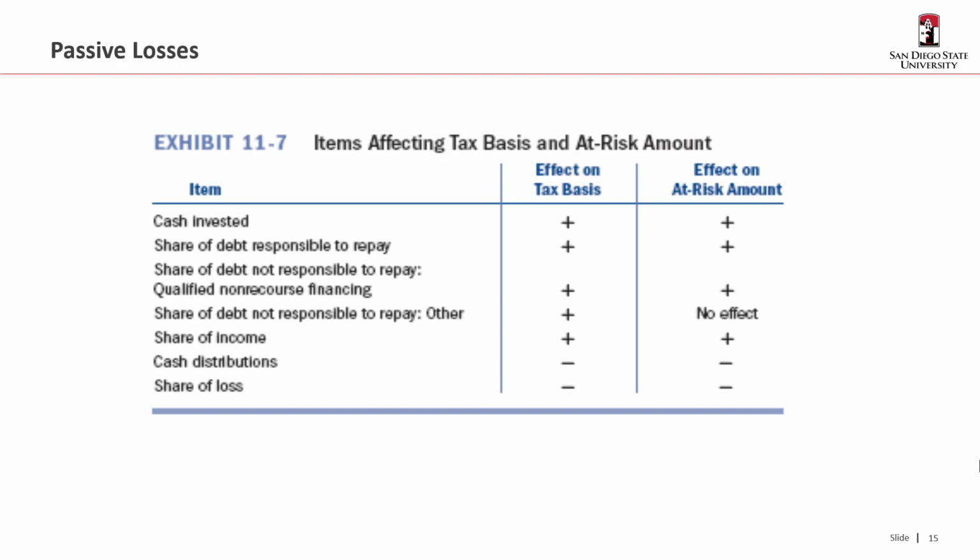And if you look at this chart, notice the one thing where they're different. Share of debt non-responsible to repay, that's non-recourse debt. Other, meaning it's not qualified. Notice that that is not included in the at-risk amount. However, just above it, qualified non-recourse financing, that is included in it.